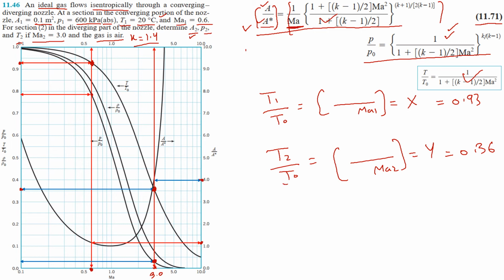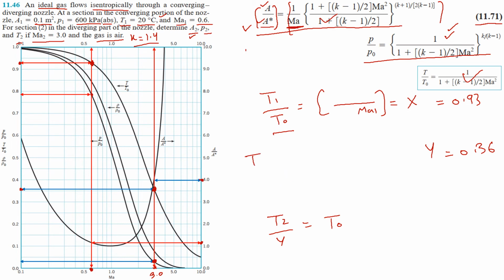So now there is again T naught common. So let's rearrange this equation for T naught, and it will come out to be T2 over y will be equal to T naught. So let's erase this equation. And now let's write T1 divided by, let's put the value of T naught here, and it will come out to be T2 over y is equal to x. And again, after rearranging this equation, it will come out to be T1 over T2 is equal to x over y. And for rearranging it for T2, it will come out to be T1 into y over x.